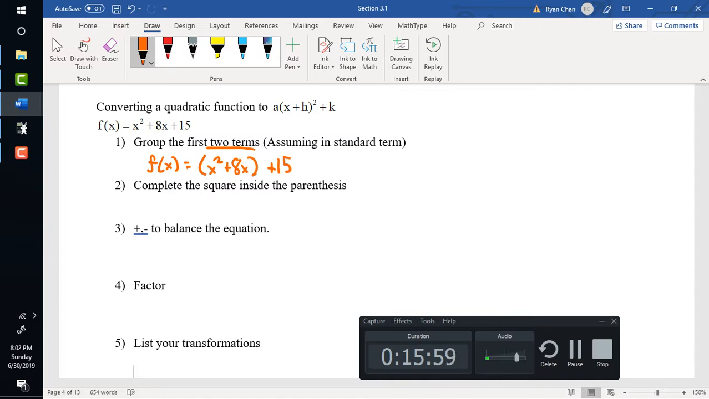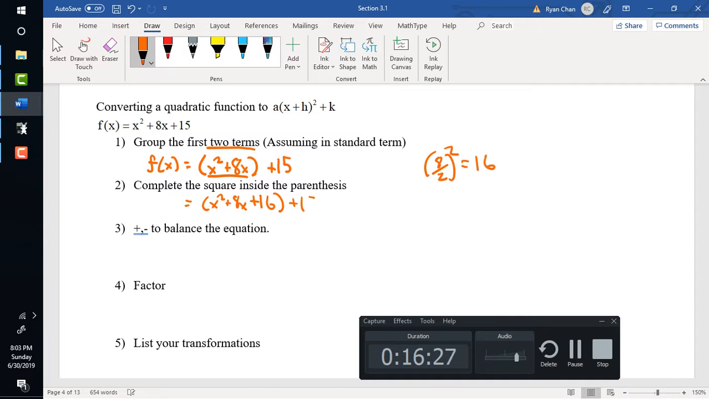So what am I doing? I'm actually going to complete the square inside. This is where section 2.8 is helpful, because we want to complete the square. Remember, I do 8 divided by 2, and then I square it, and it becomes 16. Make sure you practice this, otherwise you're going to fall behind. So I'm going to add 16 for the following here.